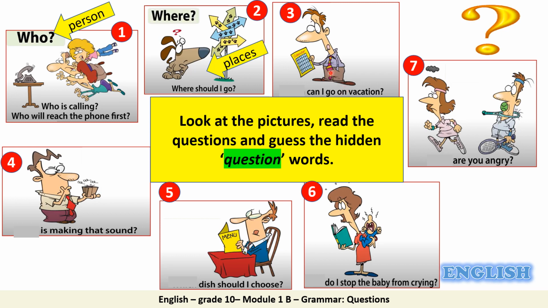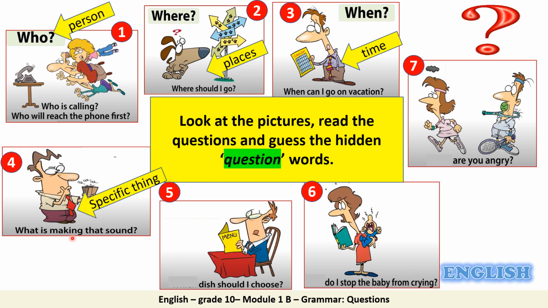Picture 3. He is checking for time on the calendar. When can I go on vacation? Picture 4. He is checking for a specific thing. What is making that sound? Picture 5. He is checking choices on the menu. Which dish should I choose?